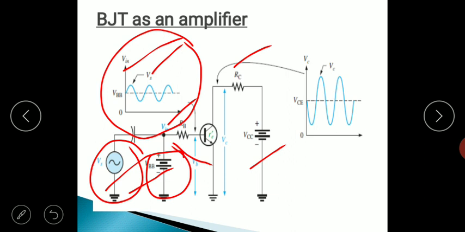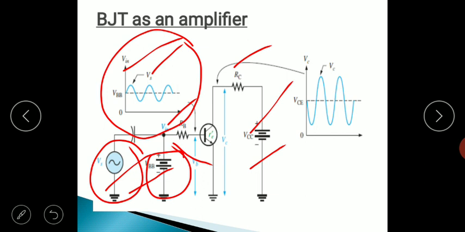the input AC signal. So always the base emitter junction remains forward bias, and this VCC will ensure that collector base junction remains reverse bias. So all the time transistor is operated in active region, so definitely there will be faithful amplification. Now we'll see how exactly the faithful amplification or how this transistor amplifies.